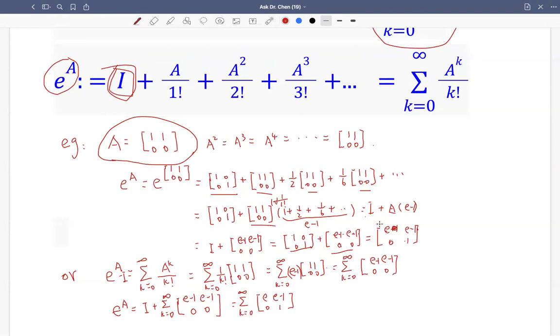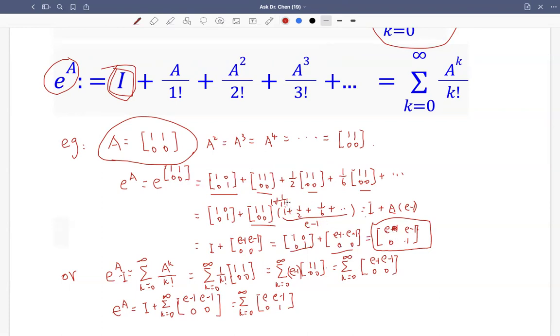So in the end, for e to the A, we get this solution. It's still a 2 by 2 matrix. The entry in the first row, first column is just e. First row, second column, e minus 1. Second row, first column, 0. Second row, second column is 1. So still a 2 by 2 matrix.